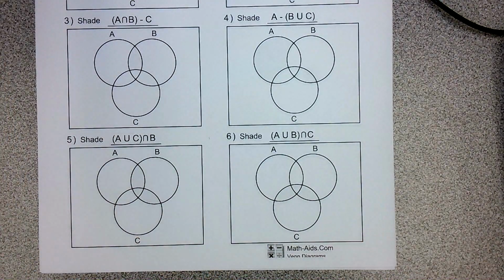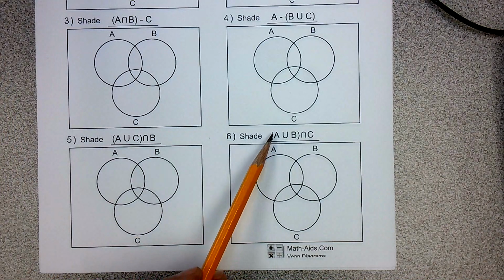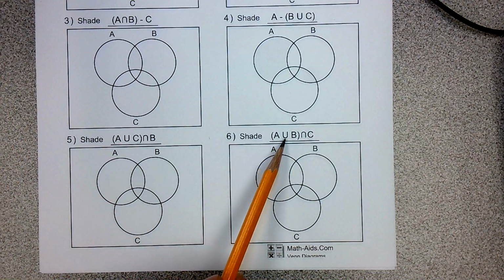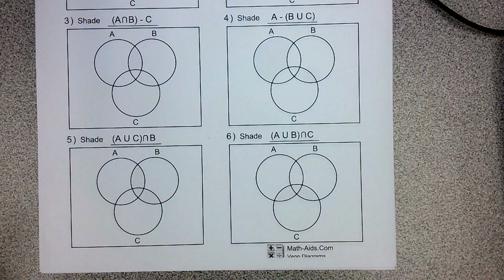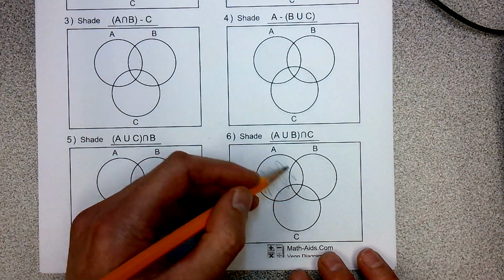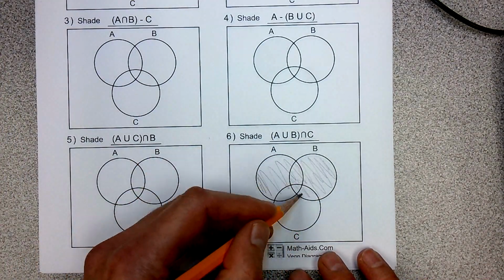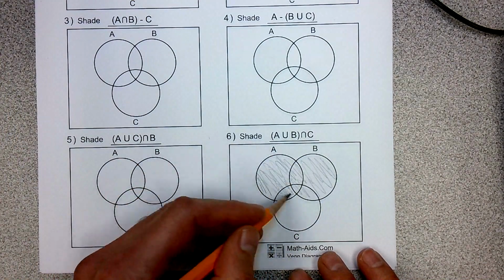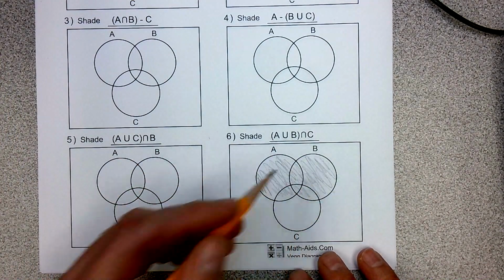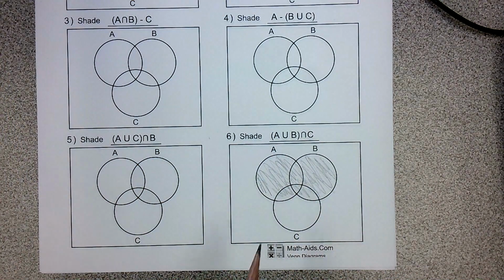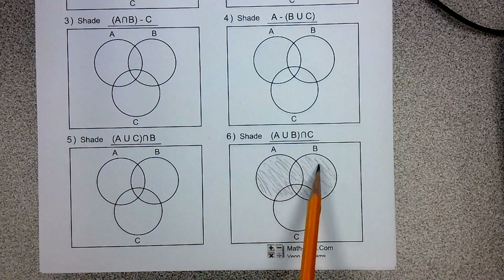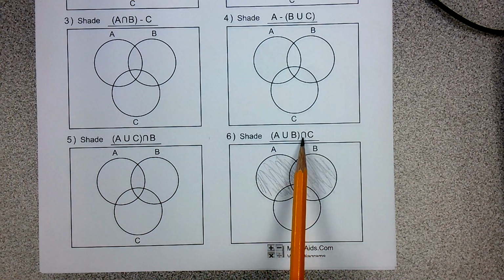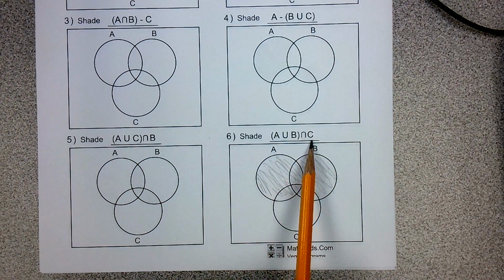Okay, again, I'm going to start with the parentheses. I'm going to say, okay, I want the union of A and B. I want all of A and all of B put together. So I'm going to shade all of A and all of B because I'm starting with the parentheses. I'm doing it lightly because I'm probably going to have to erase. Now I'm going to ask, where does what I just shaded, all of this space I just shaded, where does it overlap? Where does it intersect with C?